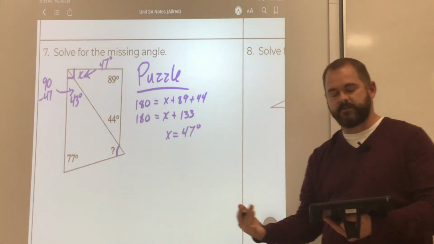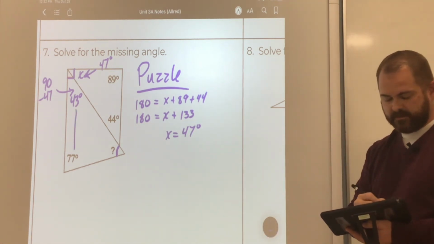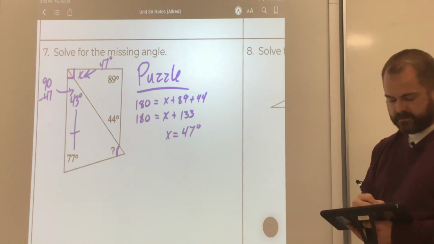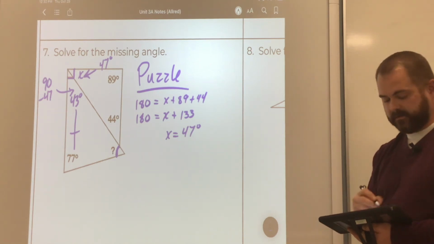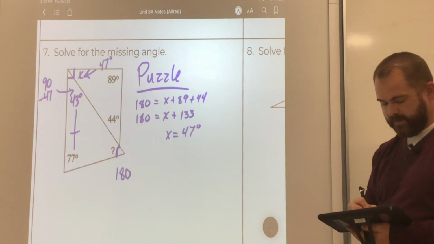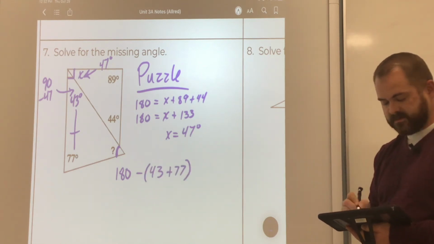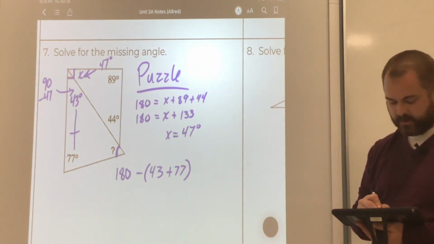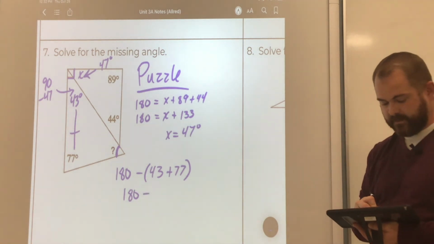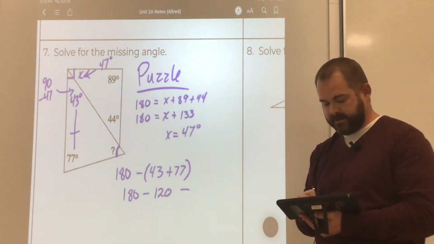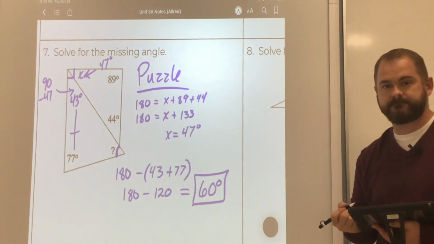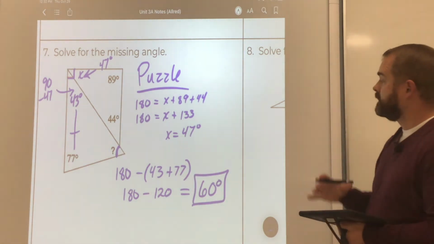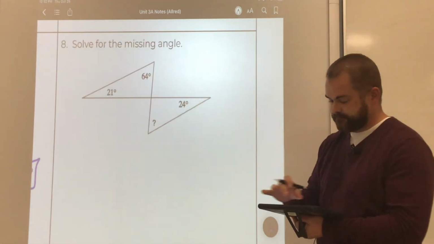Well, now I have another piece to the puzzle. And if these two together add up to something that would add to 180 to this unknown angle, I can do 180 minus their sum. So I can even write it out like this. I'm going to add those together. Okay, when I add these together, that equals 120. If I do 180 minus 120, I get that my unknown angle is 60 degrees.